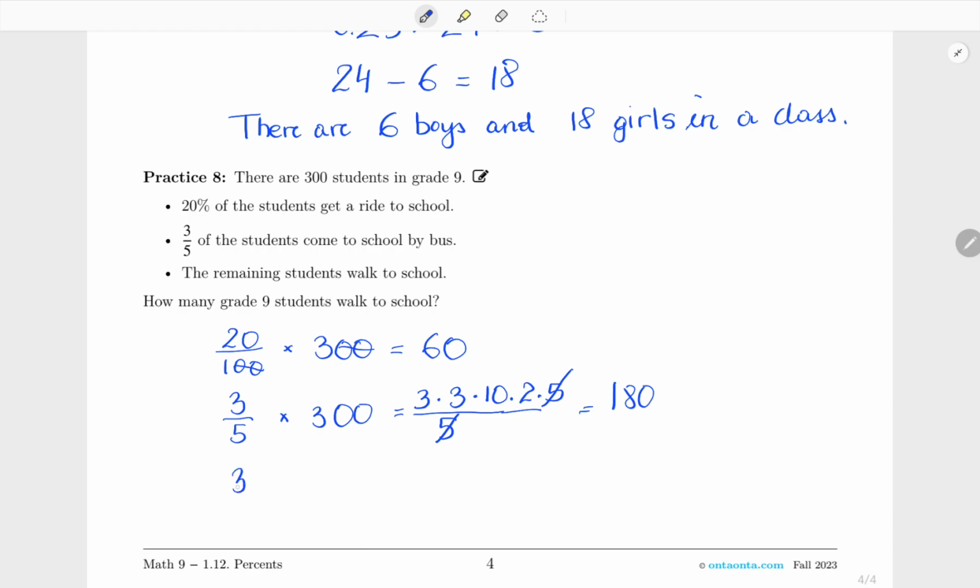The remaining students: 300 minus 60 minus 180, we have 60 students who will walk to school.